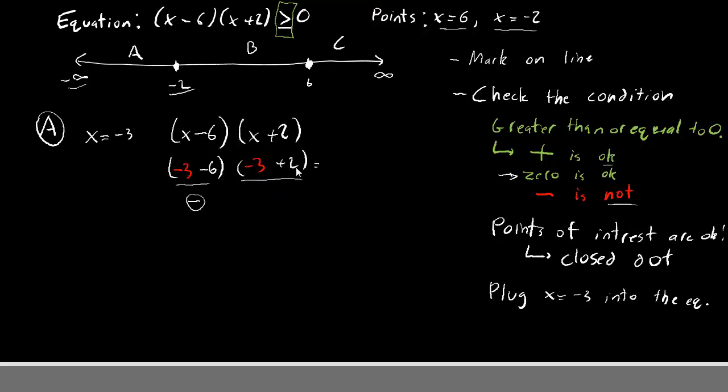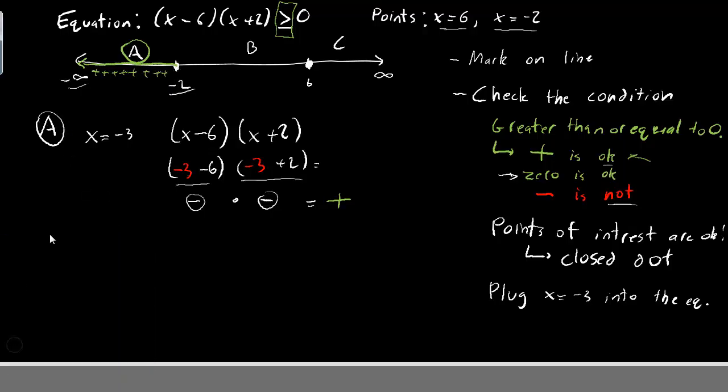Well, negative 3 is bigger than positive 2. That'll also give you a negative. And a negative multiplied by a negative gives you a positive number. That does match this condition here on the top. Positives are okay. I'm going to mark region A with positives, and I'll circle it to show that it is part of the correct answer. I'll even bold it in like this with the green.